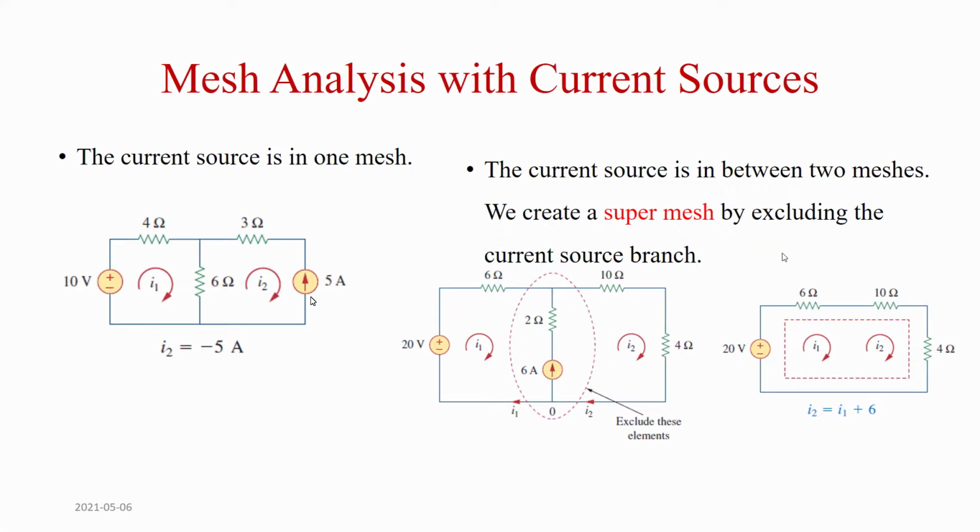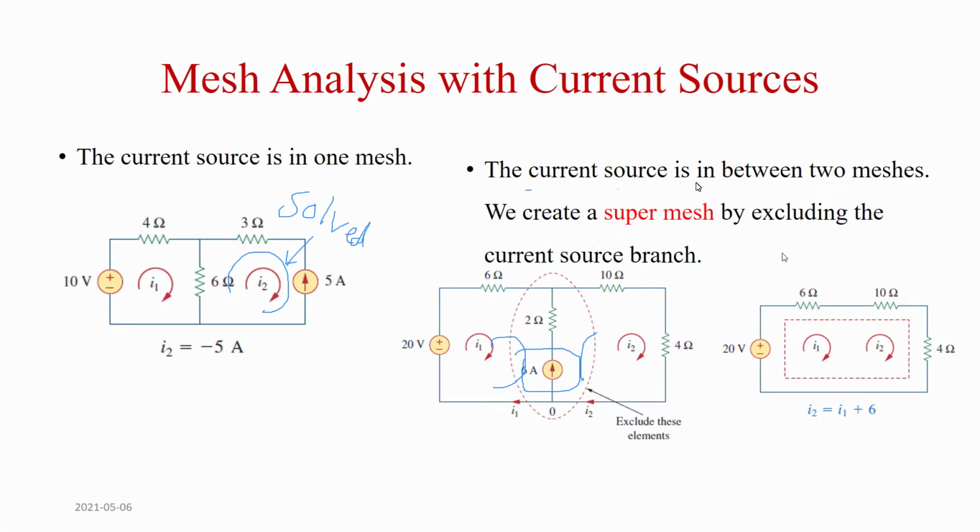So what we do, two cases. If the current source is in one mesh, like here, this is a mesh, this is not between two meshes, it's in one mesh. In this case, this mesh is solved. It means the current of this mesh is easy to find.